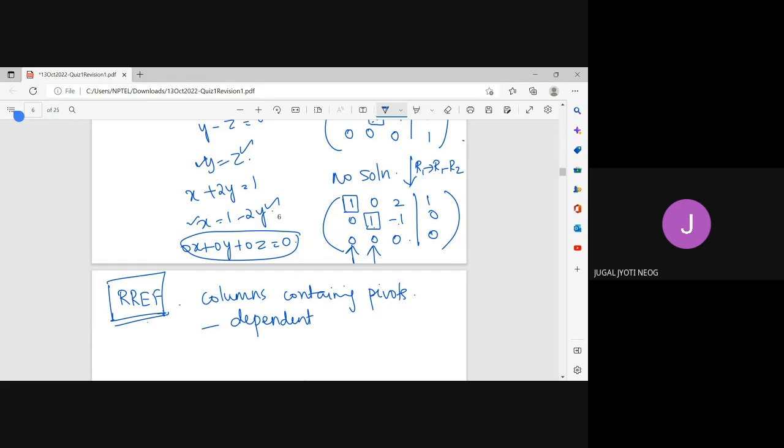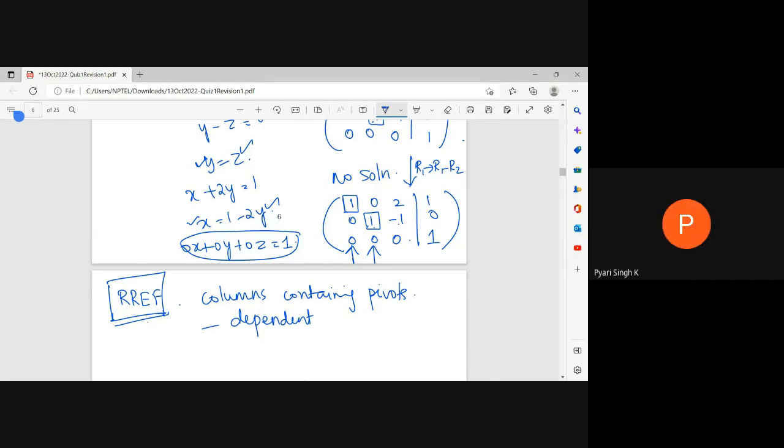But if there is 1 in the last row, then there is no solution. I know the left hand side is 0x plus 0y plus 0z is 0, but I'm telling it is equal to 1. That's not possible, right? 0 cannot be equal to 1. Yes, ma'am.